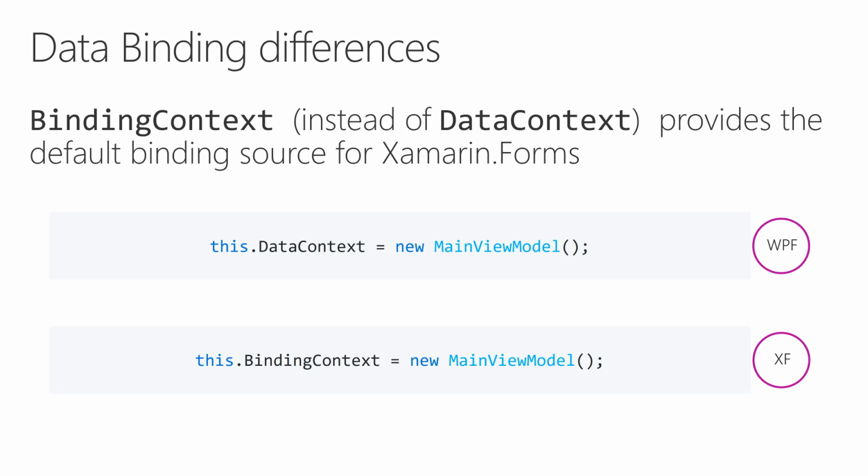The same thing is true of the data context property. In WPF and UWP, we use this property to assign a default binding source for all of our bindings applied to that element or to a descendant of that element. We have exactly the same feature in Xamarin.Forms, but the property name is binding context. Here you can see the WPF code assigning a view model to the data context, and the same line of code in Xamarin.Forms assigning the view model to a binding context property.